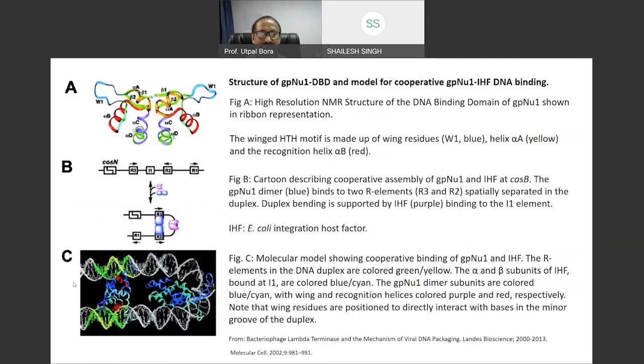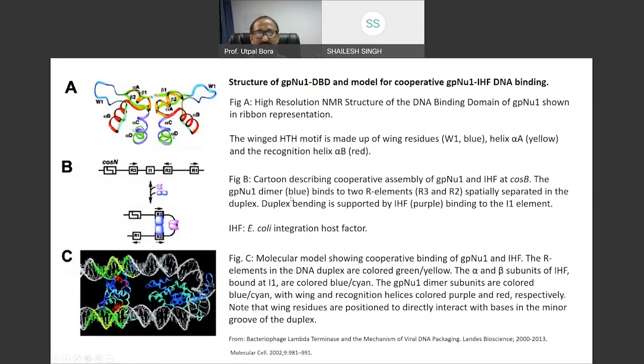Now, here we discuss the structure of GPNE1 DBD and a model for cooperative GPNE1 IHF DNA binding. So here figure A is the high resolution NMR structure of the DNA binding domain shown in the ribbon representation. This is a winged helix-turn-helix motif, and in figure B you have the cartoon depiction of cooperative assembly of GPNE1 and IHF at cos B.